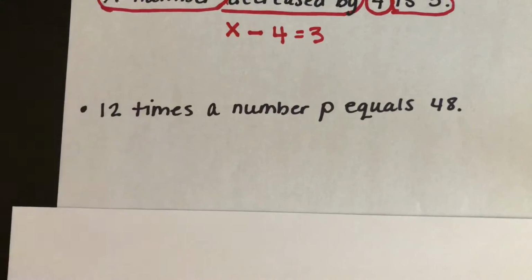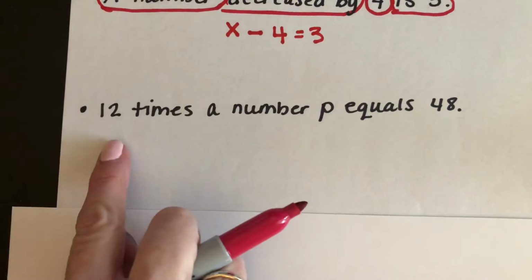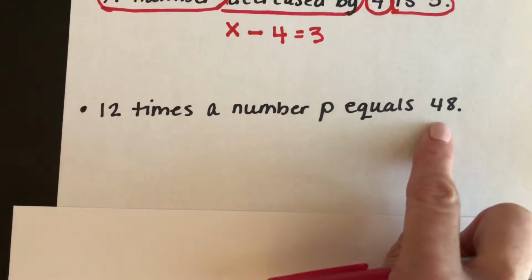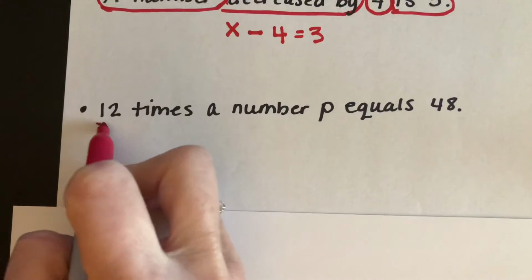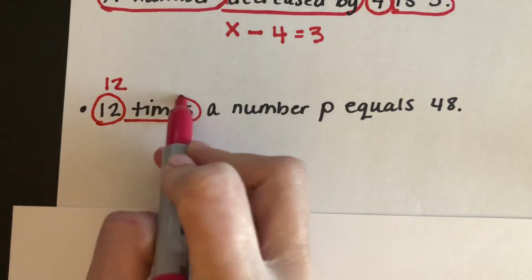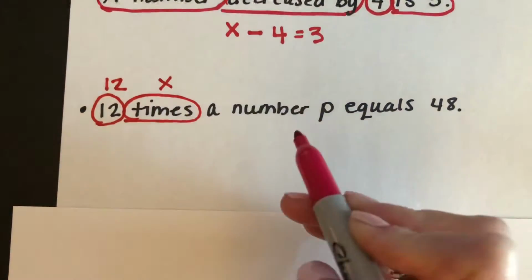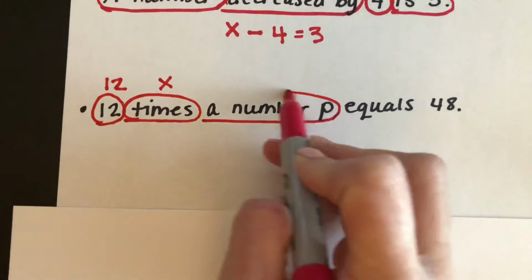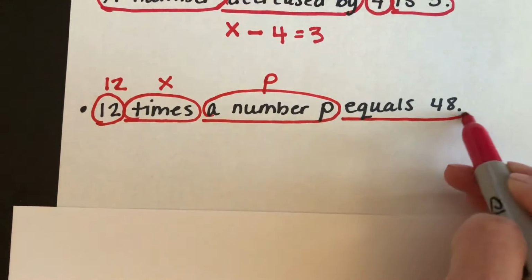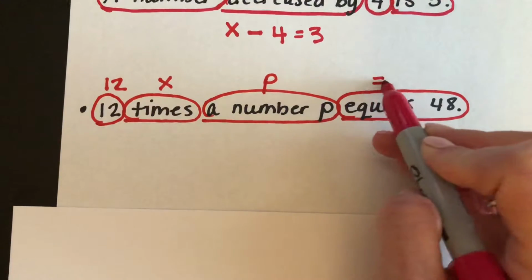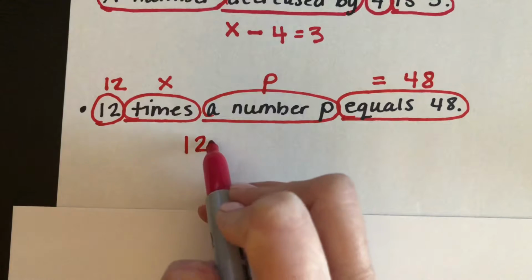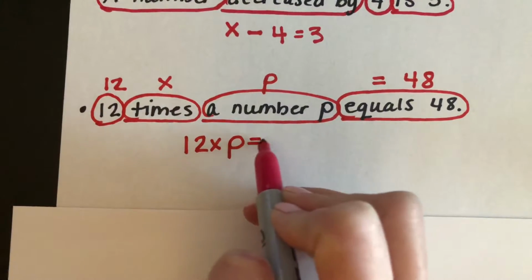The next one, 12 times a number p equals 48. So we have 12 times, you know times means multiplication, a number p, so we're going to use the variable p, equals 48. So I'm going to write 12 times p equals 48.